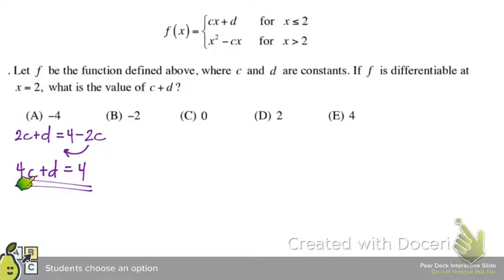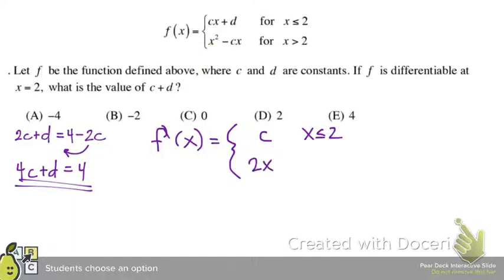But I don't obviously know what c and d are yet. So now I need an equation that's going to help me prove differentiability. So I need to take the derivatives of both top and bottom in this example. So f prime of x is equal to the derivative of the top function, cx plus d, which would just be c, because d is a constant, its derivative would be 0, and c is a constant multiple, and the derivative of x is 1. So that's for x less than or equal to 2. And for the bottom one, the derivative of x squared is 2x. And then the derivative of negative cx would be negative c. So 2x minus c when x is greater than 2.